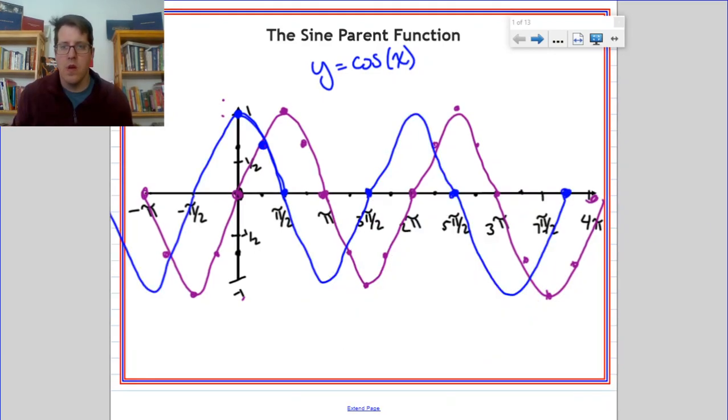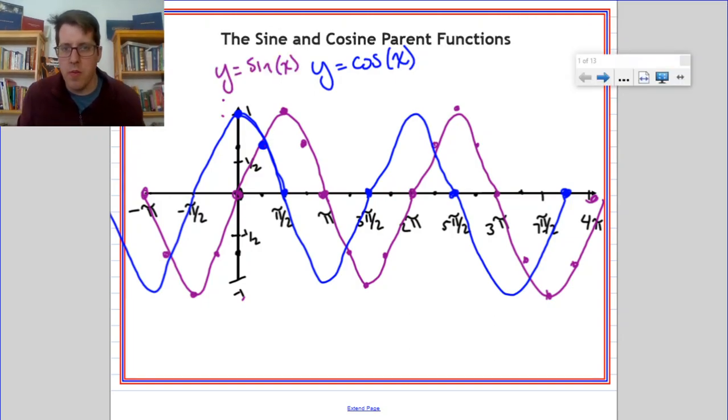Movie magic? So the sine and the cosine have all of the same output values. They just don't occur at the same place. Okay? Those are our two parent functions. Okay, so I've updated our slide to now say the sine and cosine parent functions. We've got sine in purple, we've got cosine in blue.